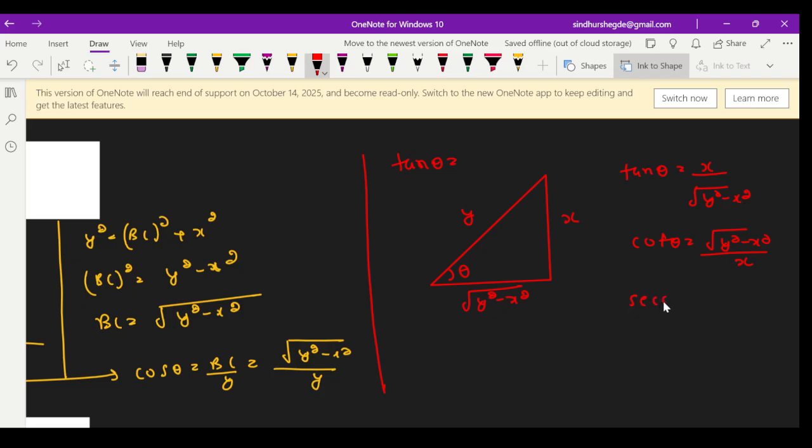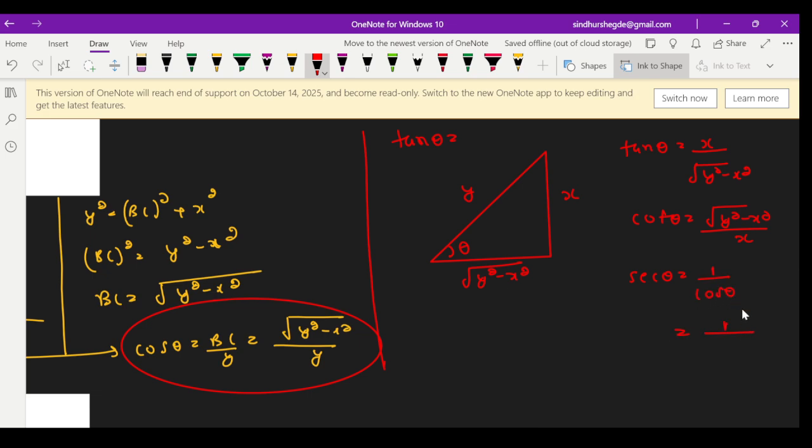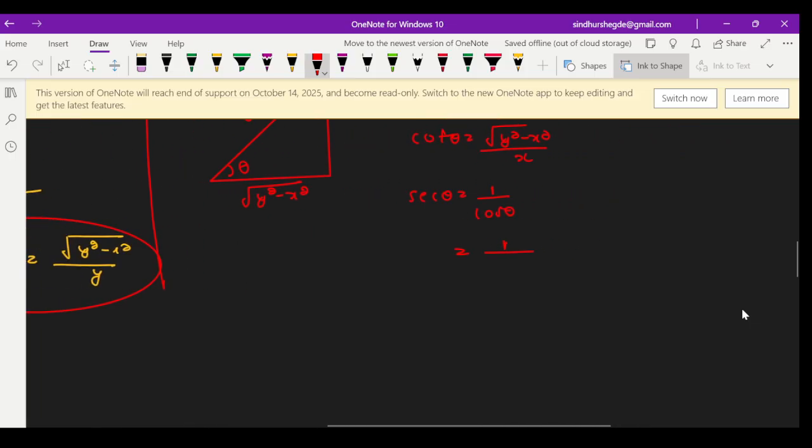What is secant theta? Secant theta is nothing but, see, ulta of cos theta, or else 1 by cos theta. So that is nothing but 1 divided by root of y square minus x square by y. So that's why I told you ulta. That means numerator will go to denominator, denominator will come to numerator. That's the simplest way to remember this one.